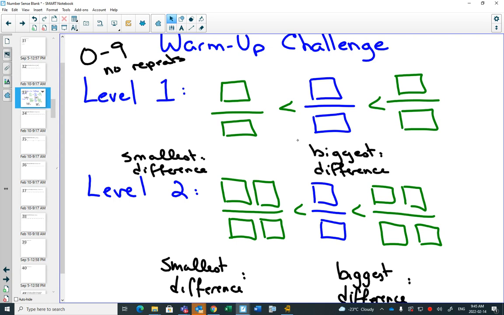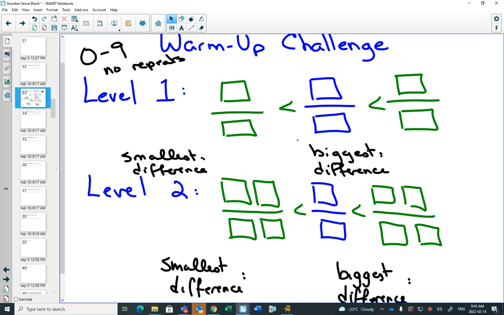And then, as the extra challenge, which one can you come up with so that there's the smallest difference between the two green ones? How close can you get the two green ones together so it still follows the rule? And then the biggest difference. How big of a difference can you get between the green ones?